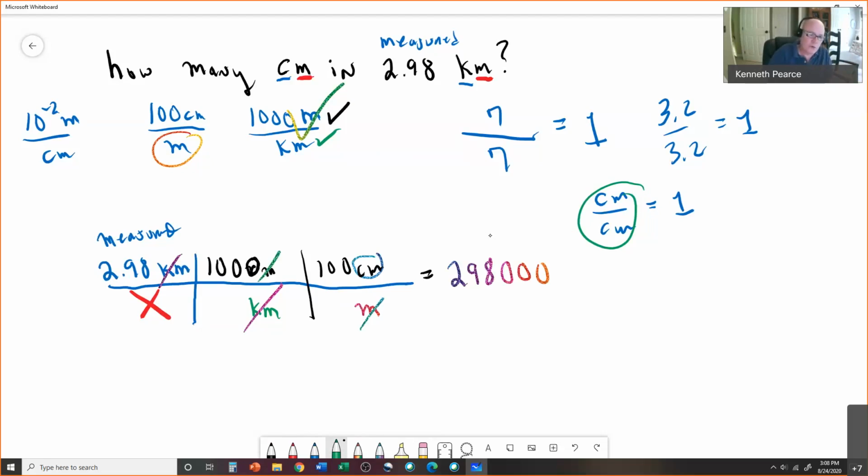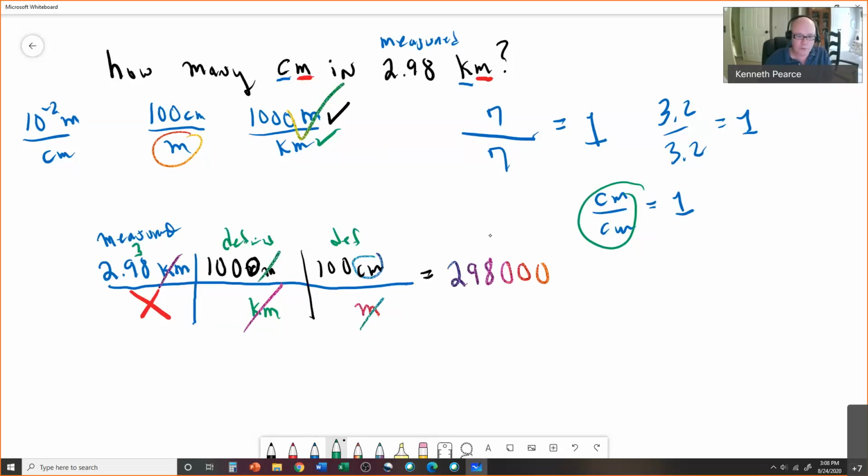Okay, 298,000. And now we have to do significant figures. And we go over here and we see we have 3 significant figures here. This is a defined metric relationship, so it doesn't count. Same thing over here. This is also defined, so it doesn't count as a significant figure. It's a defined metric relationship. And so our answer should have 3 sig figs.